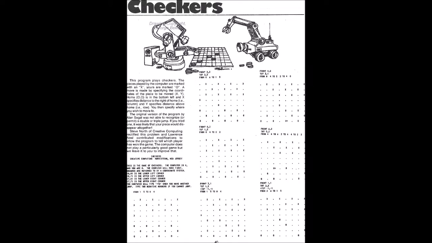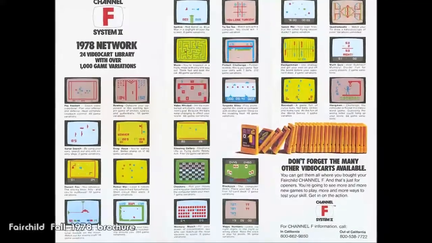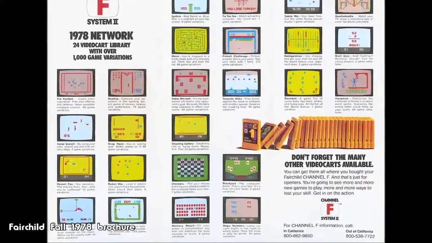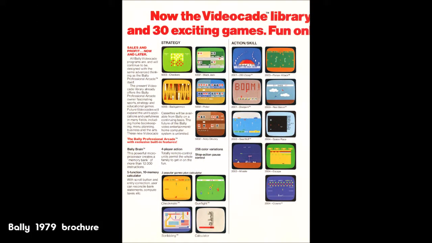On home consoles, Checkers as a game had a rough start. Checkers games were advertised in 1978 and 1979 for the Fairchild Channel F and Bally Professional Arcade, respectively, but neither of these renditions would see the light of day for some time.